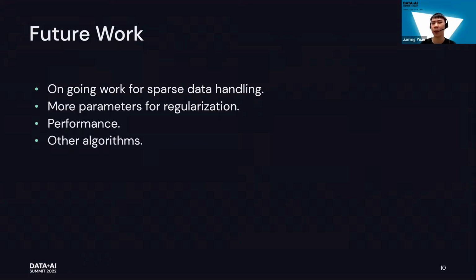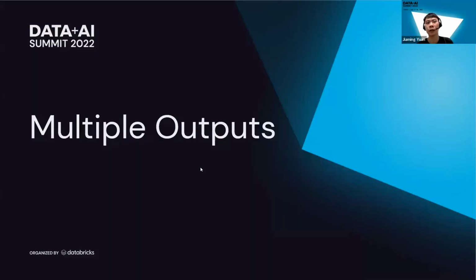So one thing that is going on is sparse data handling. If you have sparse data, which means your data has missing values, then you need to use the latest development branch of XGBoost. Also, as I mentioned, the optimal split is subject to overfitting, so we are adding more parameters for regularization.